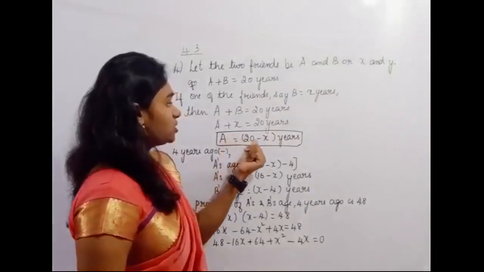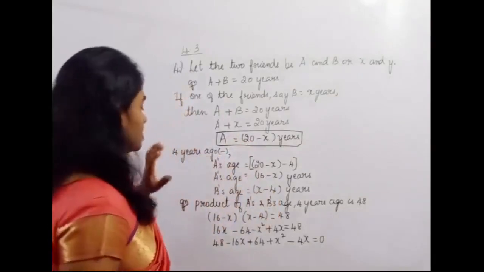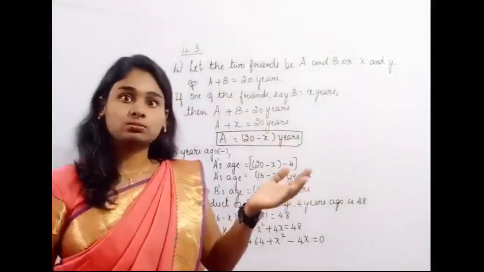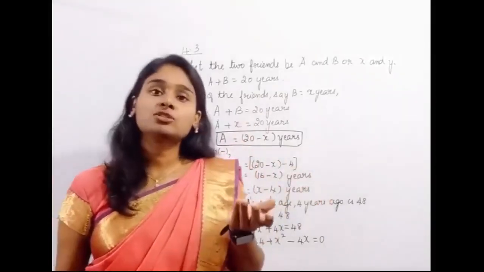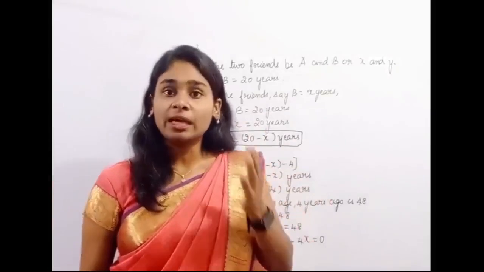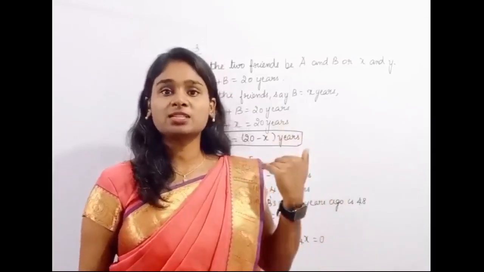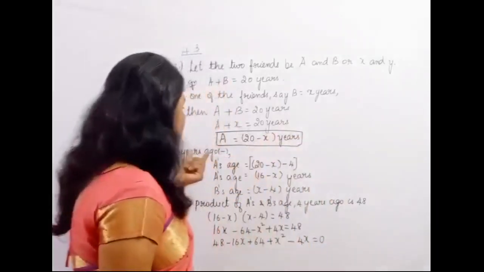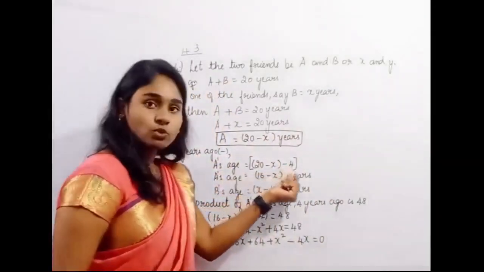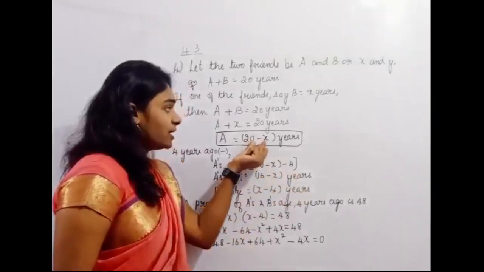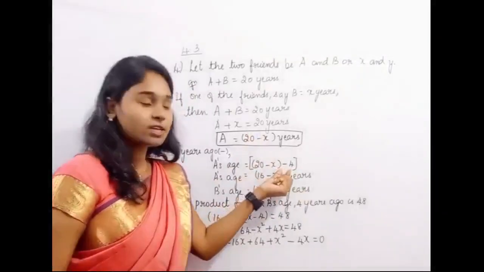And it also says that 4 years ago, say for example, if you are 20 years old now, your age 4 years ago would have been minus 4, right? So meaning 20 minus 4, which is equal to 16 years. So A's age will be 20 minus X minus 4, because currently A's age is 20, so minus 4 from that, which is equal to 16 minus X years. Then what will be the age of B? B's age 4 years ago will be X minus 4 years.